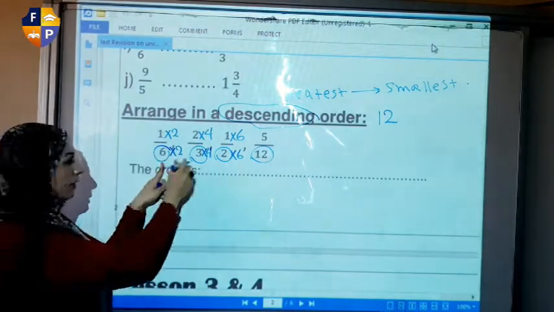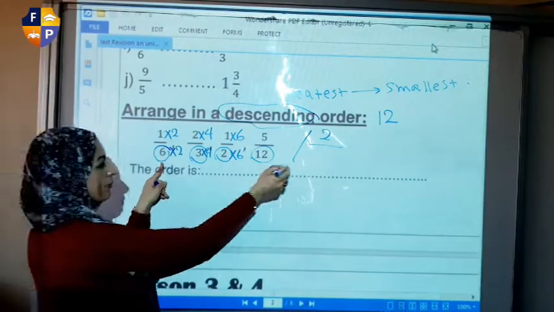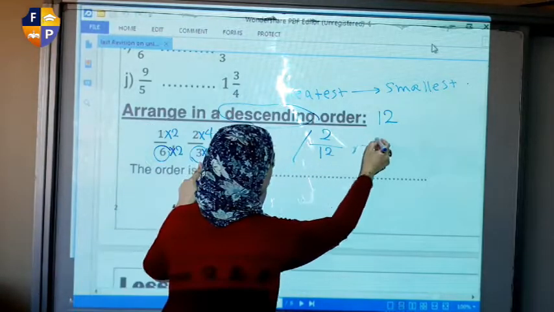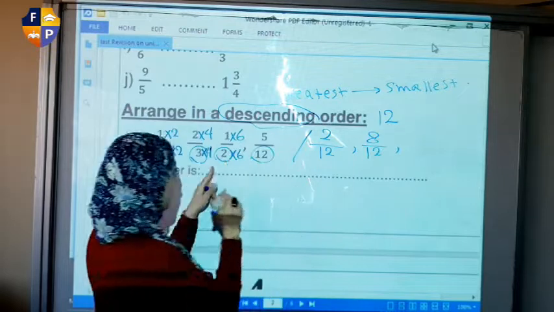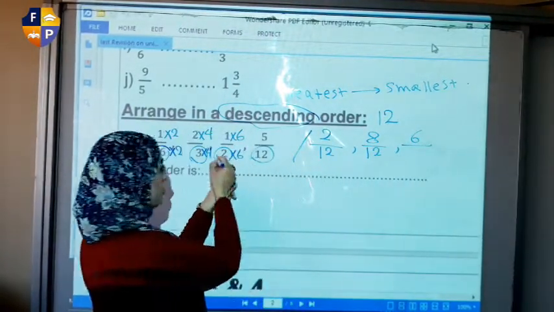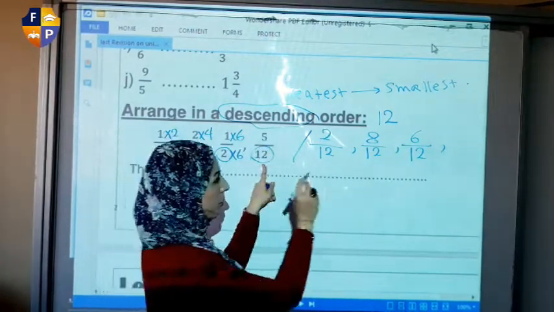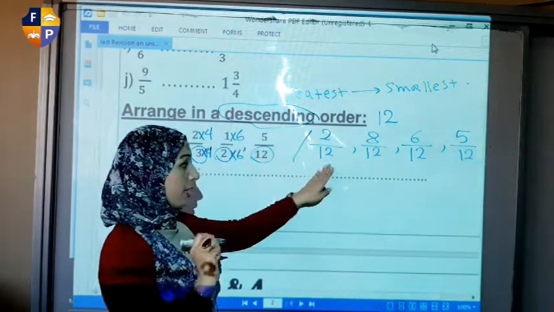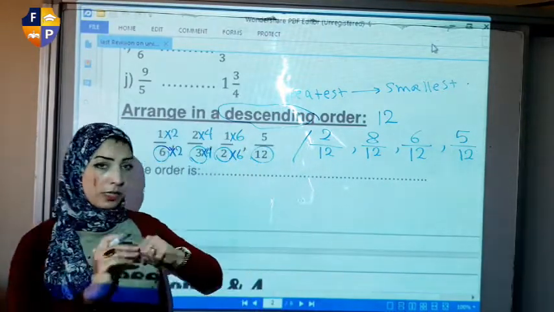So the first fraction will be 2 over 12. The next one, 2 by 4 equals 8. 3 by 4 equals 12. The next one, 1 by 6 equals 6. 2 by 6 equals 12. And the last one, 5 over 12 as it is. So now we have common denominators. So now we are ready to arrange the fractions.